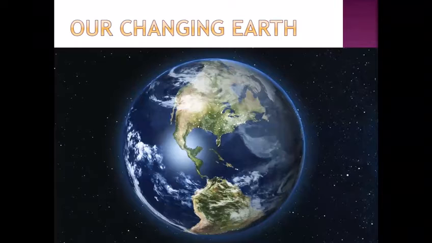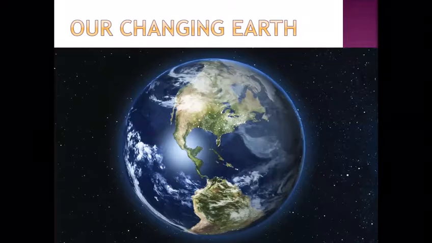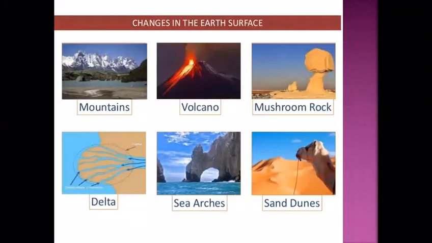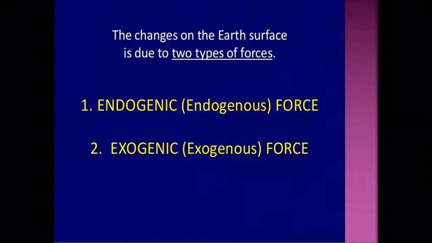Earth is a dynamic planet. It keeps on changing day by day. There are several changes that occur in the Earth's surface. For example, formation of mountains, delta, sand dunes, mushroom rocks, or eruption of volcanoes, etc. The changes on the Earth's surface is due to two types of forces. The first is endogenic force, and the second one is exogenic force. We will be studying them in detail.